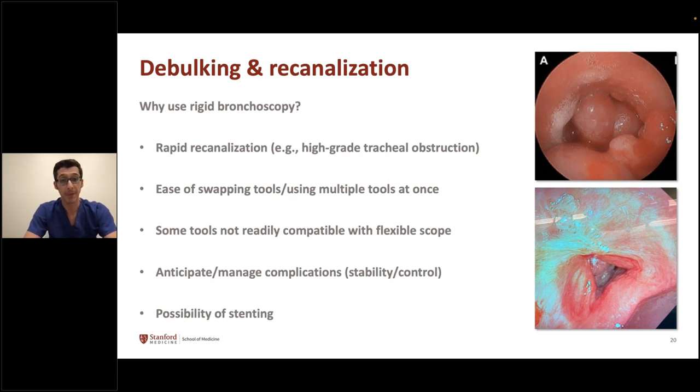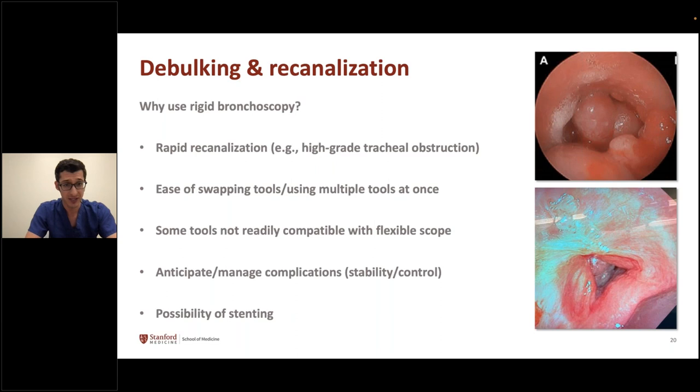The rigid bronchoscope is a big conduit and allows for a high degree of ease in swapping out tools or using multiple tools at once. For example, when we're placing silicone stents, sometimes you might want to have forceps and your flexible scope and a radial dilation balloon in the airway as you seat that Y stent in place. Or you might want to have a cryoprobe and APC, or a cryoprobe and a balloon in case there's bleeding. Some tools are not readily compatible with the flexible scope. This category is dwindling over time, but silicone stents are one example of something that's really not adaptable to non-rigid bronchoscopy.